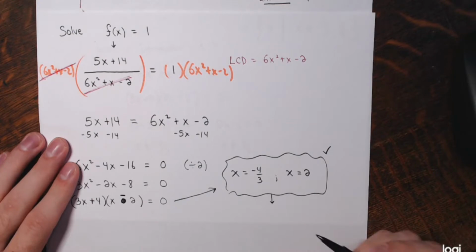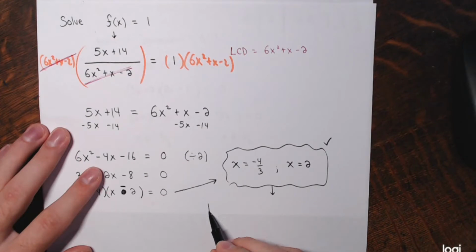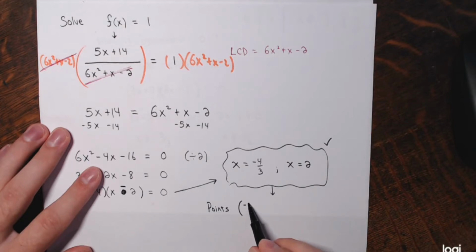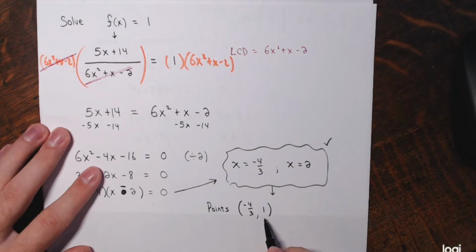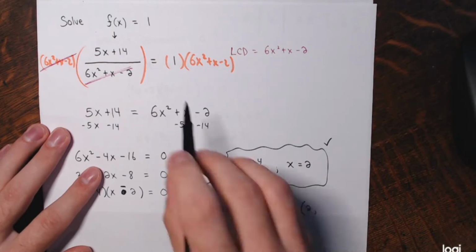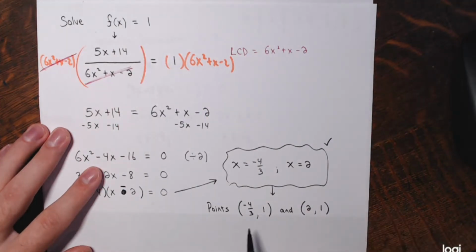What this would imply, solving this equation f of x equals 1, is that the following ordered pairs would be on the graph of our function. Input negative 4/3, comma, output 1. This point would be on the graph of our function. And input 2. Remember, the ordered pairs always go input, comma, output. Input 2, comma, output f of x is 1. So both of these points would be on the graph of our function.